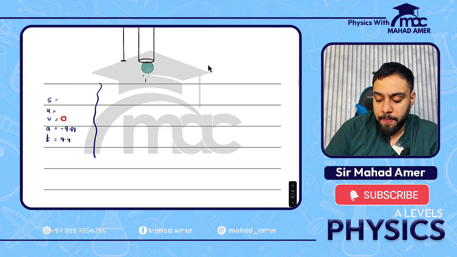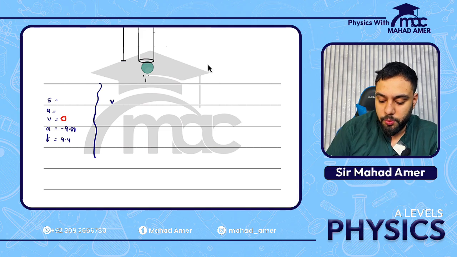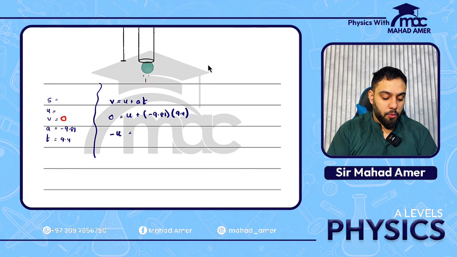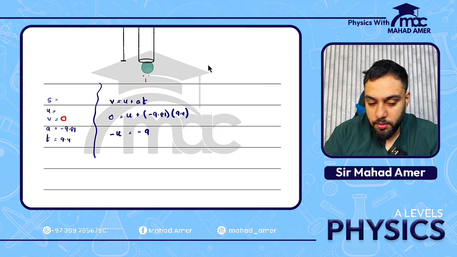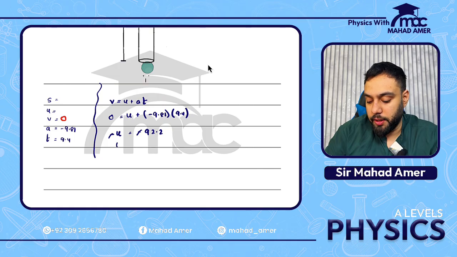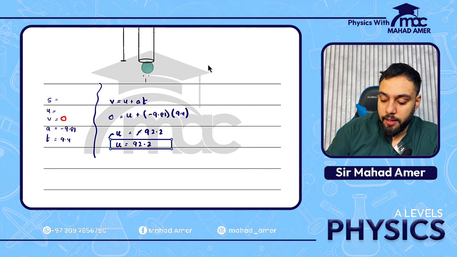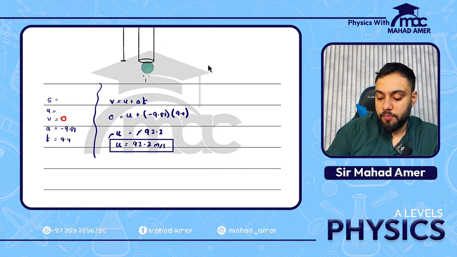First part, I need the initial speed. So I need u. I can use v equals u plus at. So v is 0, equals u plus acceleration, negative 9.81, and time is 9.4. So negative u equals negative 9.81 times 9.4, that will be negative 92.2. Negative cancels. Initial velocity will be 92.2 meters per second. That will be as simple as that. All right.